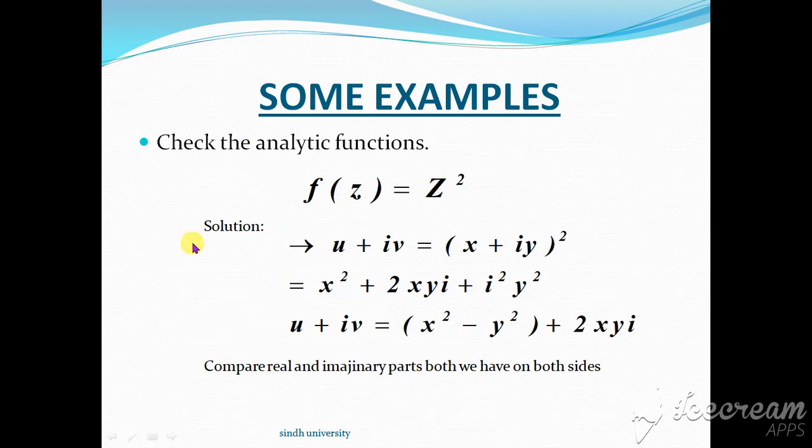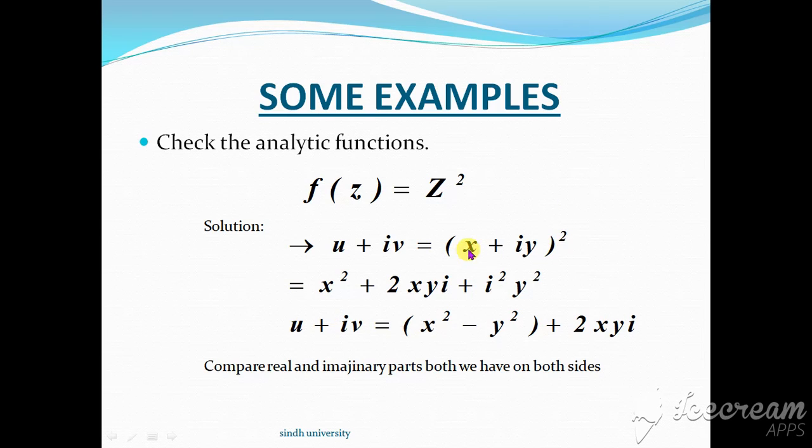Check whether the function is analytic. The function f of z is equal to z square, a complex function. Imaginary parts and real parts together make it a complex function. Solution: first we convert this function into this form. u plus iota v is equal to x plus iota y whole square, because z has a real part and an imaginary part, where iota is involved in the second part, plus iota y whole square.